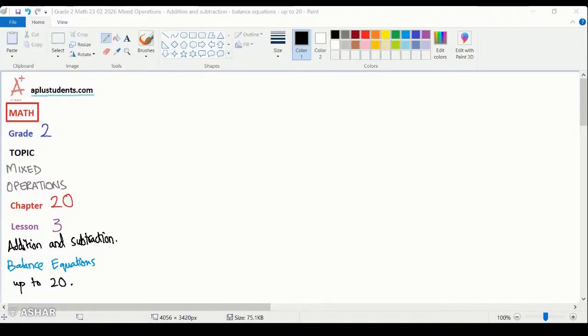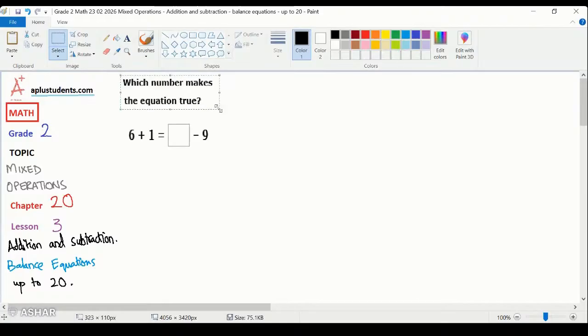And the first question says, which number will make the equation true? They have given us an equation. An equation means we have some values on the left side and we have some values on the right side. Okay. So let's see what can be done. This is the question that's been given to us, and this is the given statement. Which number will make this equation true? Why are they saying it's an equation? Because there is an equal sign in the middle.